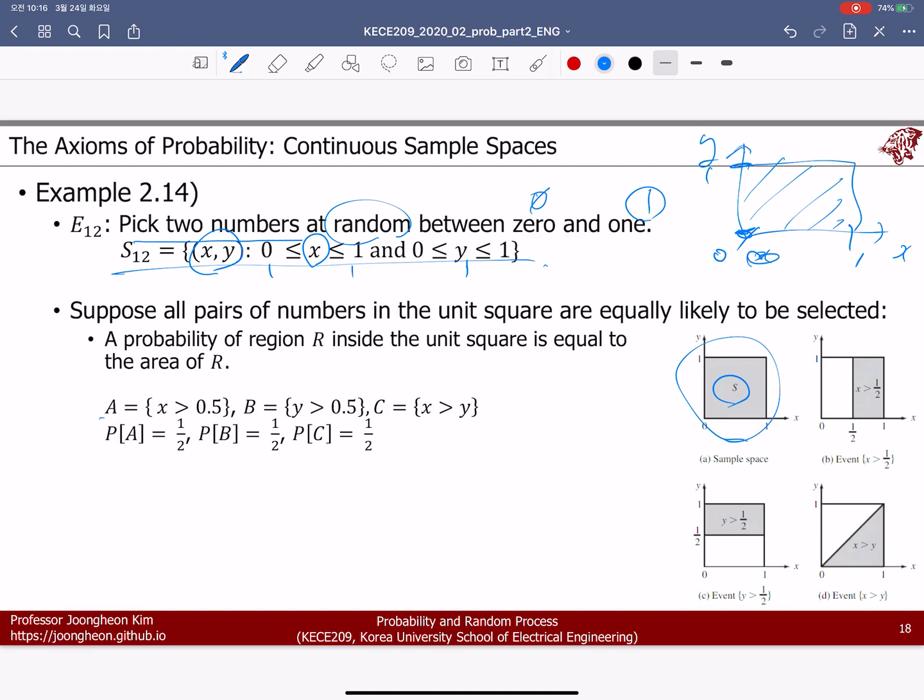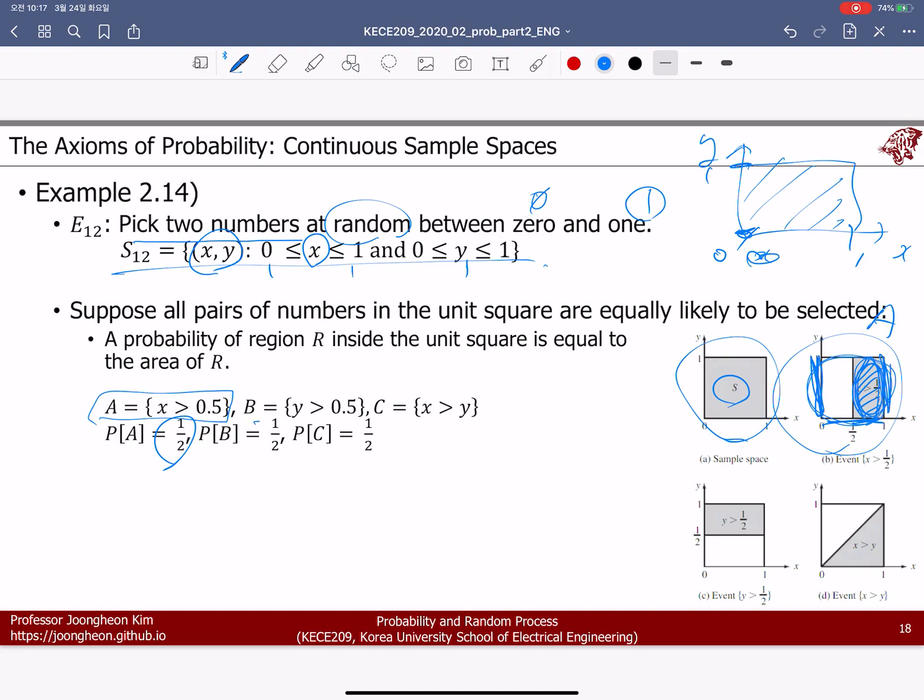So now, our interest in event A is that x is larger than 0.5. We have no restriction on y. So here, this is for A. We have no restriction on top of y. But x should be larger than or equal to 0.5. That's why this is our interest. So in the entire set, half of the region is our interest. That's why the probability is 1 over 2.